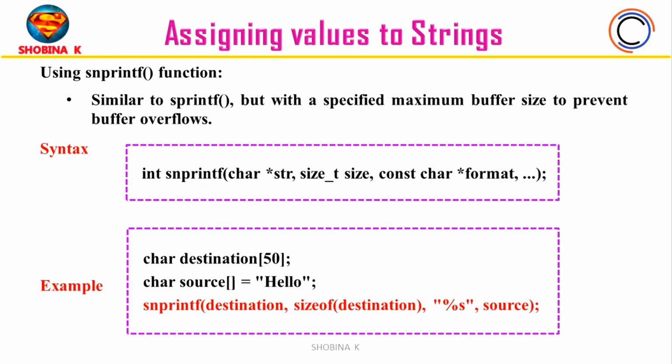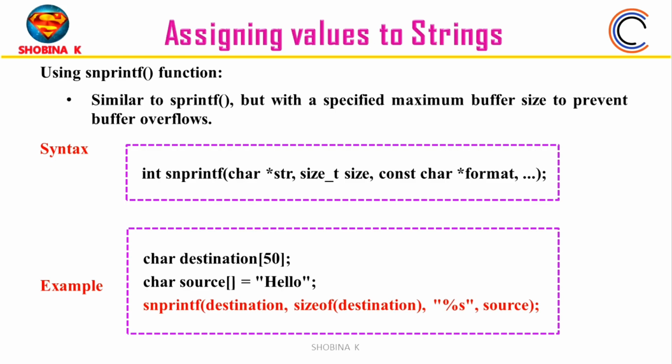So in this example, char destination[50] declares a character array named destination with size of 50 characters. And this array is a destination buffer where formatted string will be stored. char source[] = "hello". In this line, we declared another character array named source and initialized with the string hello. Here the size of the array is not specified, so the compiler will determine the size. In next line, we use snprintf function to format and copy the string from source to destination.